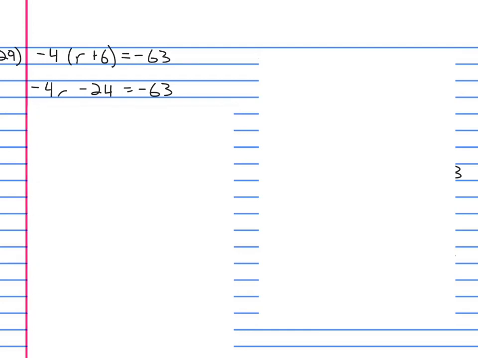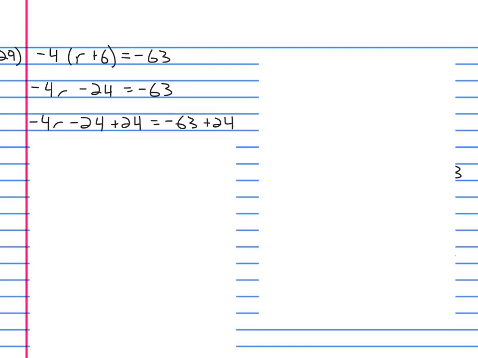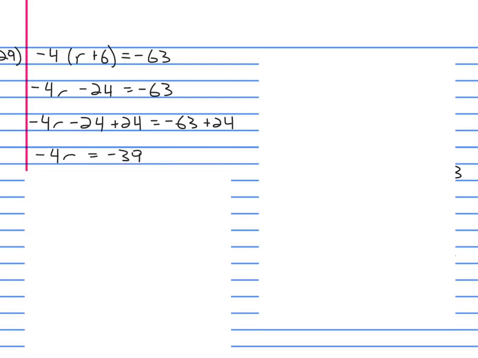Now we just have to start undoing the order of operations. We have to undo this minus 24 with a plus 24 both sides. So we rewrite everything that's there, negative 4r minus 24, and then we follow it up with plus 24, equals negative 63 plus 24. Okay? And now we're simplifying. These two parts go away. They cancel each other out, and we're left with negative 4r. These two combine to be negative 39. And do the math on the side if you're not sure.